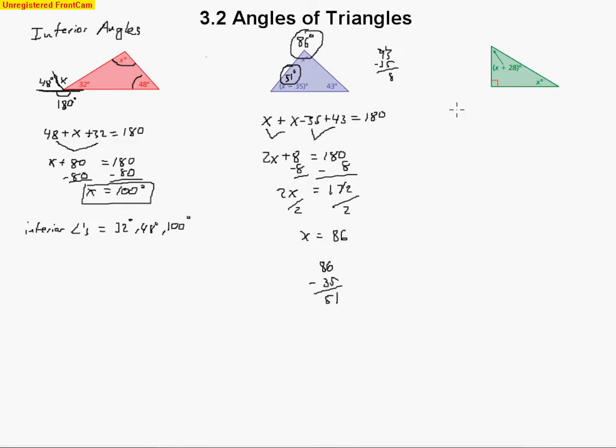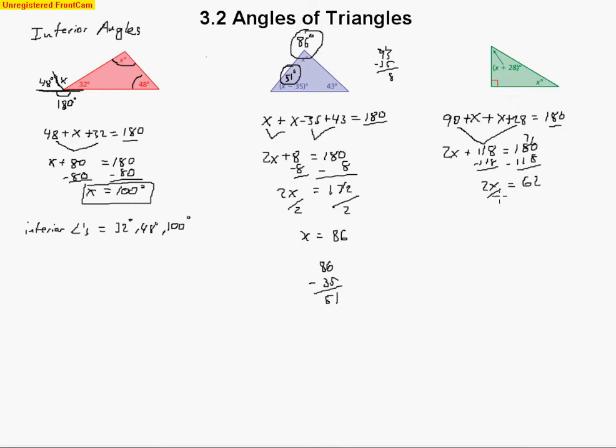For this next problem, this symbol right here just means it's 90 degrees. So 90 plus x plus x plus 28 gives me a total of 180 degrees. No matter what, every single time, notice that the sum of the angles equals 180 degrees. So I add up my x's, and that makes 2x. 90 and 28 is going to give me 118 equals 180. When I subtract that 118 from both sides, remember you have to borrow, and that leaves me with 62 equals 2x.